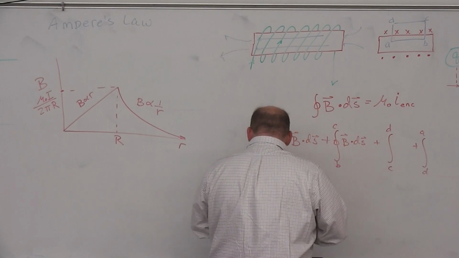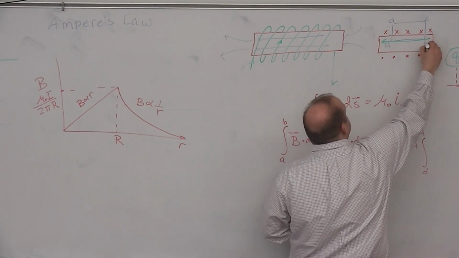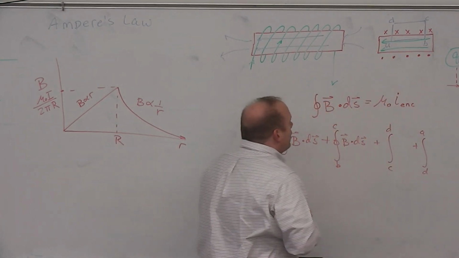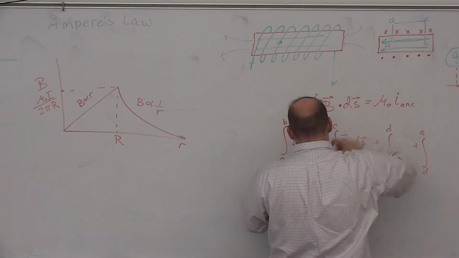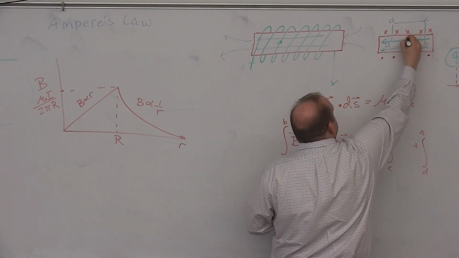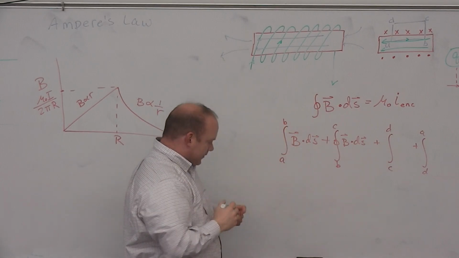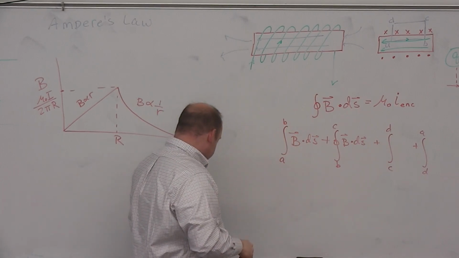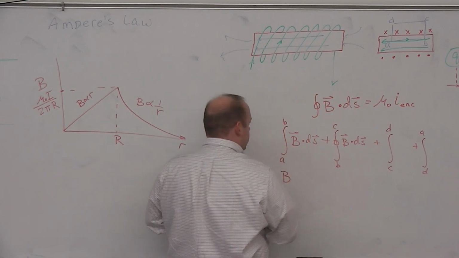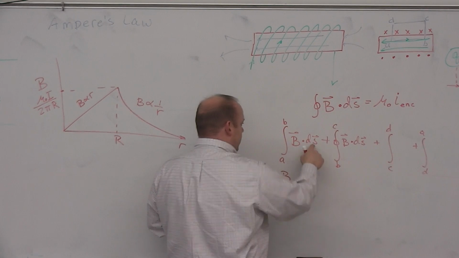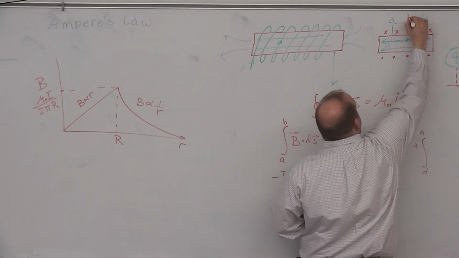We said that the magnetic field was going in this direction. So my magnetic field goes in that direction. If it's going in that direction, from A to B goes that direction, so we're going to wind up with a negative here. The magnetic field is constant in this area. So now I can rewrite this. I'll get negative B dot ds. So that's going to be from A to B. Let's just call this h.